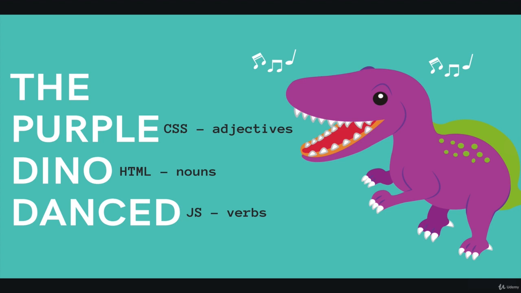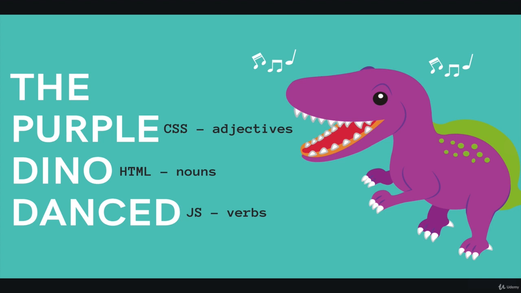Here I have a sentence. A purple dinosaur danced. It was too long to fit dinosaur. So the purple dino danced. We have 3 pieces if we ignore the article. We've got dinosaur. The thing is a dinosaur. It's the nouns here. And that's what I like to imagine as the HTML. HTML on a web page describes the things on the page.